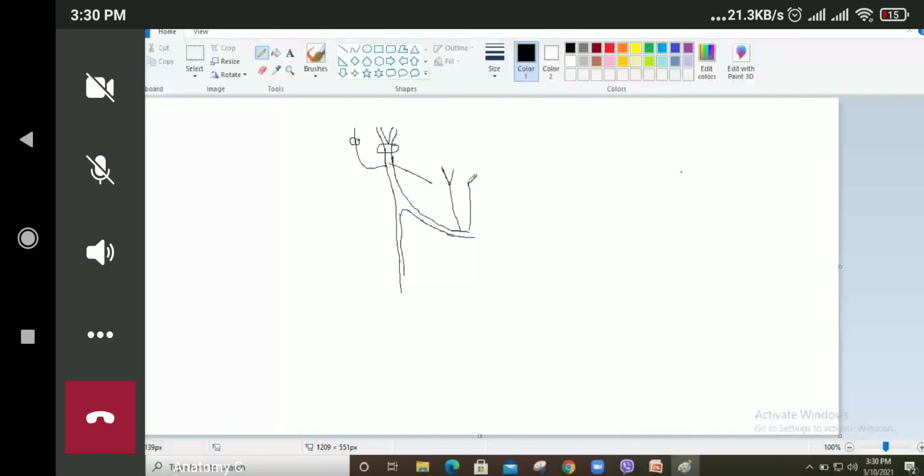Now the next one is the masseteric nerve. This is the masseteric nerve. Now the next one is the nerve to lateral pterygoid. Suppose this one is the nerve to lateral pterygoid. Now these three are the motor branches, because they supply the muscles of mastication, the corresponding muscles.